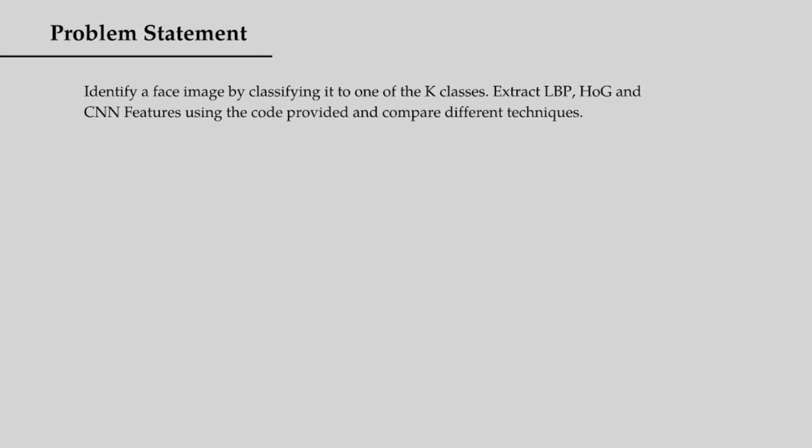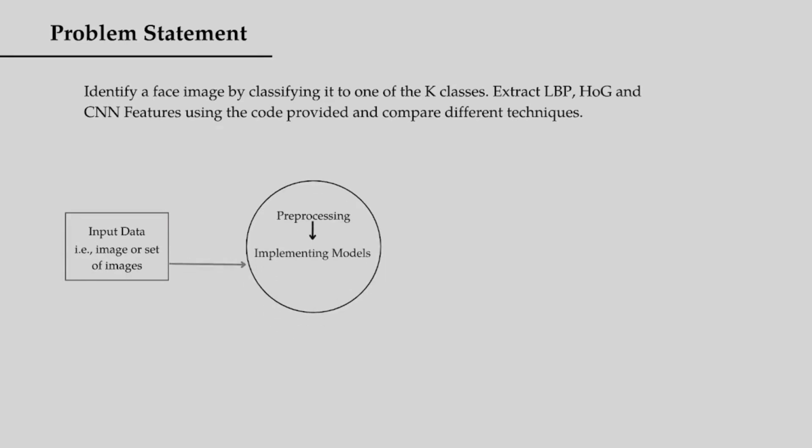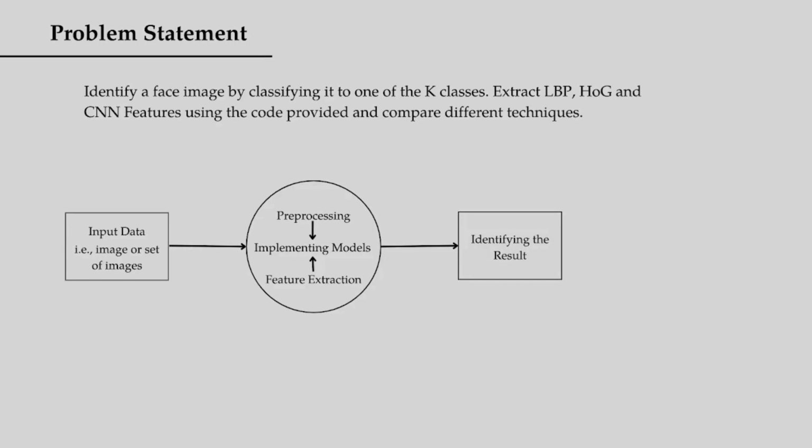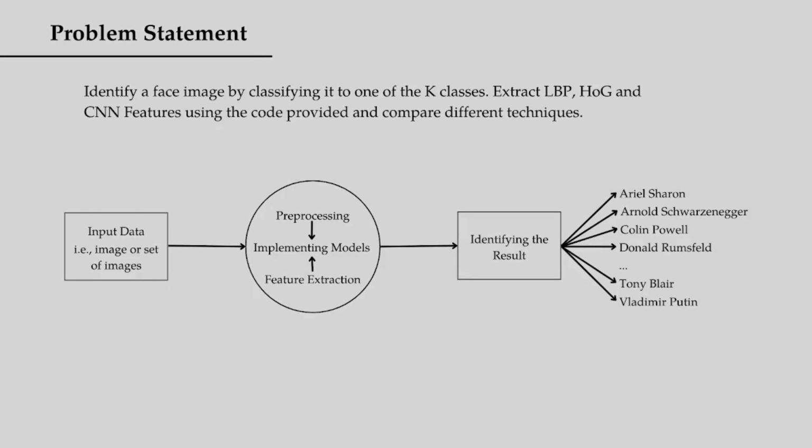So what this problem statement essentially means is that we are given input data, that is an image or a set of images, and on that input data we are trying to implement some models based on some pre-processing and some feature extraction. We'll discuss pre-processing and feature extraction later in this video. And finally we have to identify the result. By result we mean we have to classify it to one of the key classes, which may look something like this.